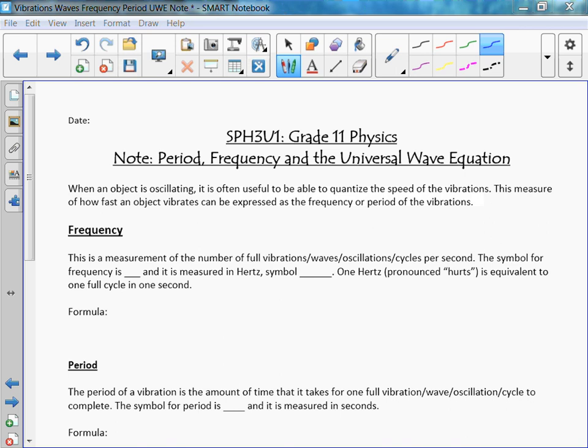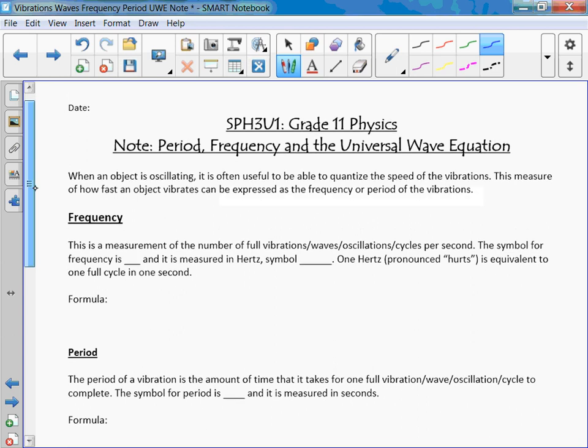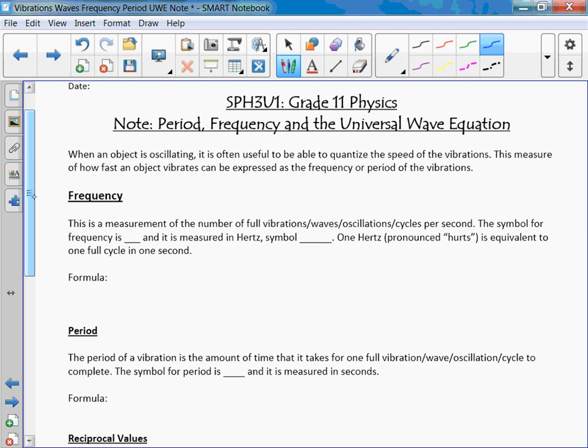All right. When an object is oscillating, it's often useful to be able to quantify the speed of the vibrations. How fast is it moving back and forth? This measure of how fast an object vibrates can be expressed as the frequency or period of the vibrations. Now, I said vibrates here, but we can also use the word oscillates.